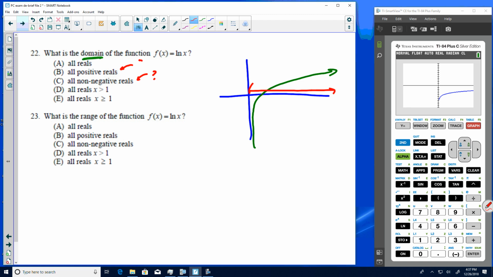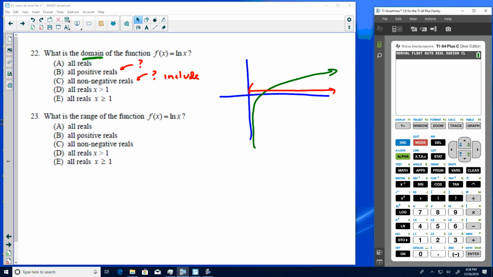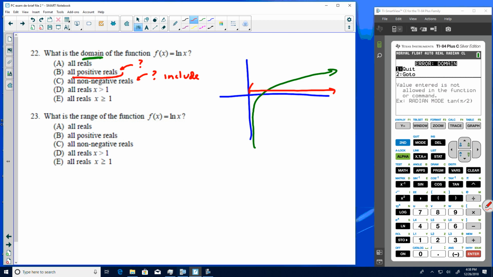And some of those folks may think that that's the same. Well, that's not the same. The non-negatives include 0. And 0 is not part of this graph. In fact, if we tried to go back to our calculator, what happens if X is 0? It comes back and says there is no Y value. There is no dot, the natural log of 0. And here's our home screen. What is the natural log of 0? And it says, sorry, you can't do that, right? It's not allowed for the function, okay? It's not in the domain. So the correct answer here was all positive reals.